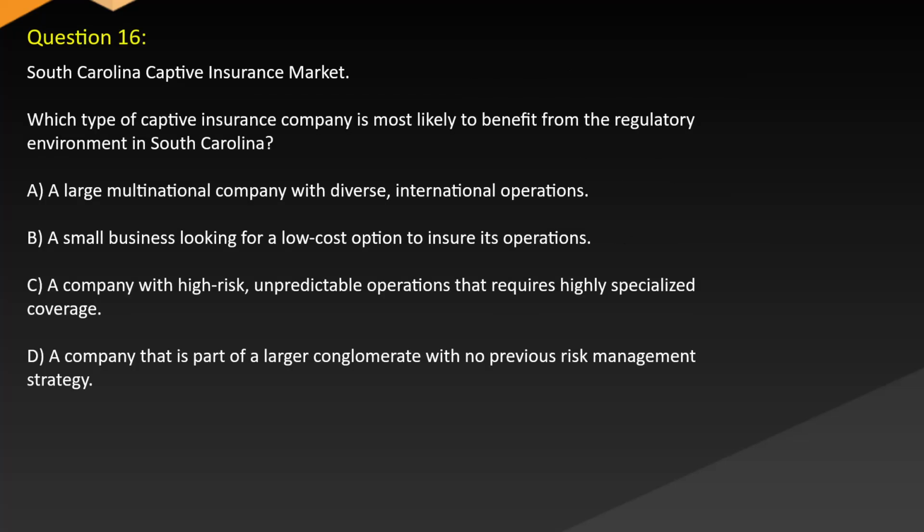Question 16. South Carolina captive insurance market. Which type of captive insurance company is most likely to benefit from the regulatory environment in South Carolina? A. A large multinational company with diverse international operations. B. A small business looking for a low-cost option to insure its operations. C. A company with high-risk, unpredictable operations that requires highly specialized coverage. D. A company that is part of a larger conglomerate with no previous risk management strategy.